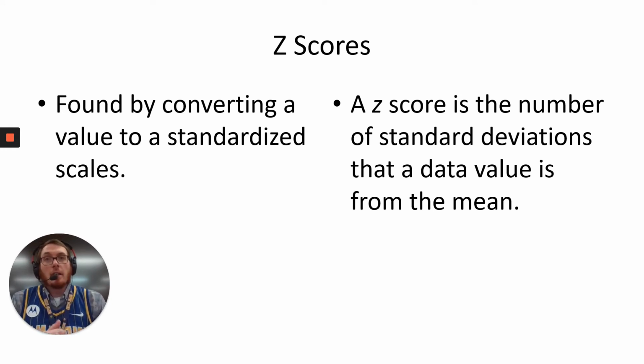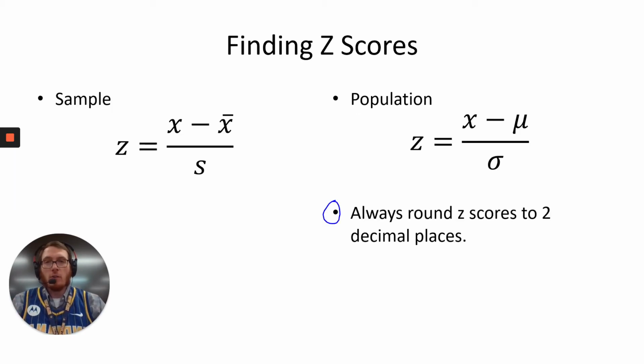Now, we're going to be talking a lot about z-scores over the next couple months. So, z-scores are found by converting whatever data you have into some standardized unit so that no matter what data we're looking at, we only need one chart or one table or one way of solving things. And so, by definition, a z-score is the number of standard deviations away from the mean that a data point is. And to find that, it's just a formula.